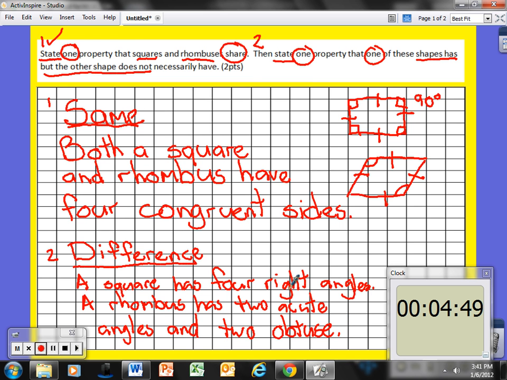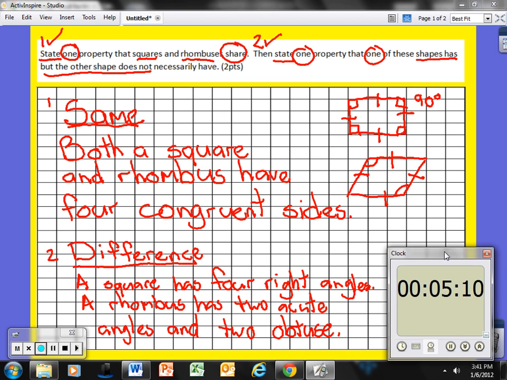Period. Okay. I've already checked off number 1, so I know we're good, and I reread that. Number 2. Then state one property that one of these shapes has, but the other shape does not necessarily have. Difference. A square has 4 right angles. A rhombus has 2 acute angles and 2 obtuse. I think I've sufficiently answered question number 2.